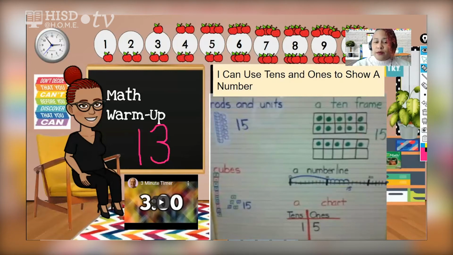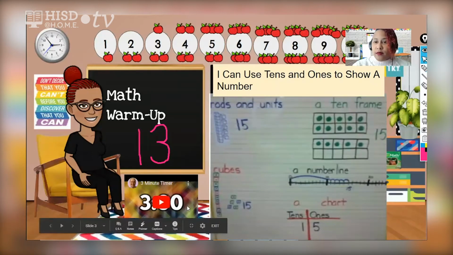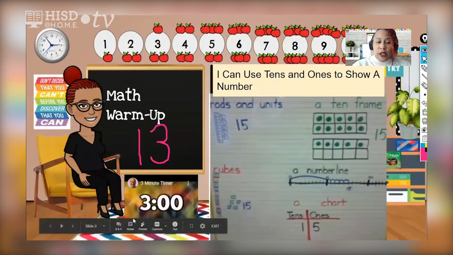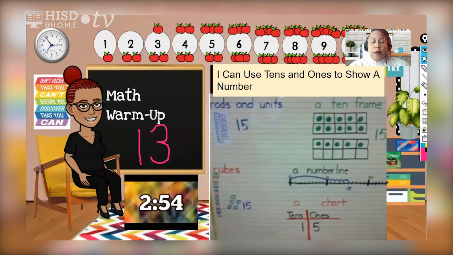Ready, set, go. Your time is starting now, boys and girls. After you write the number 13, remember on your paper, you're going to start by using place value blocks. How can you model 13 using tens and ones?